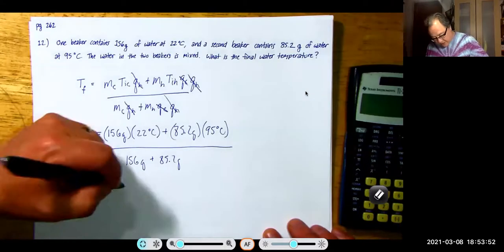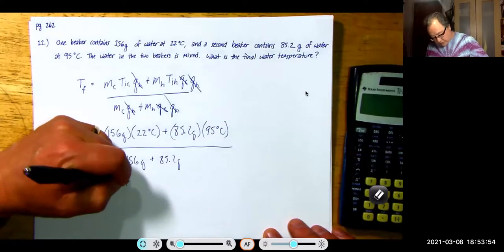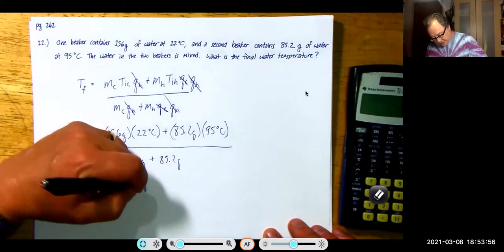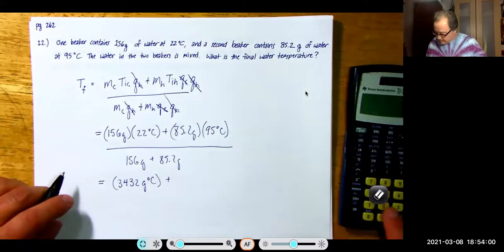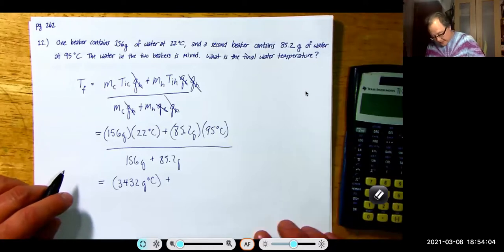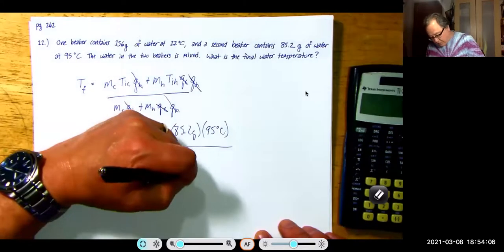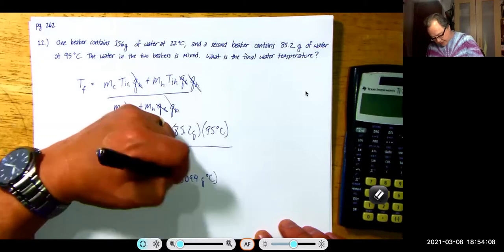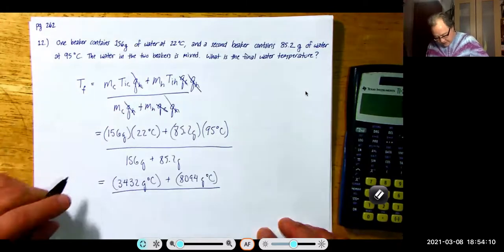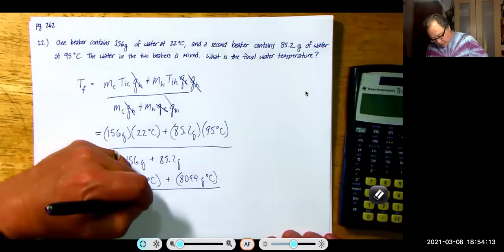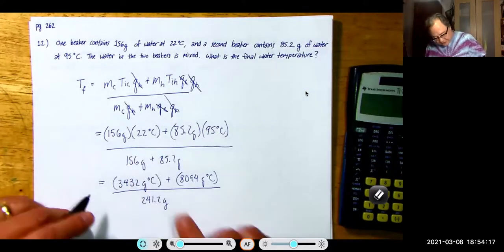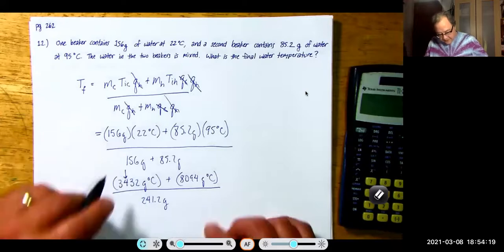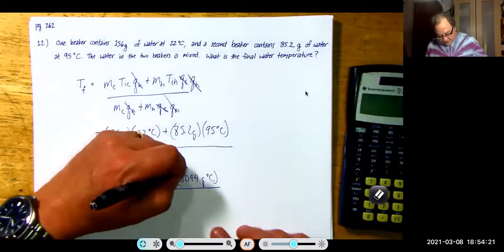So I get 3,432 grams degrees Celsius for that. I get 8,094 grams degrees Celsius for that. And I get 241.2 grams down here. Since this only has 2 sig figs, this is only good to there. This has 2 sig figs, that's only good to there.